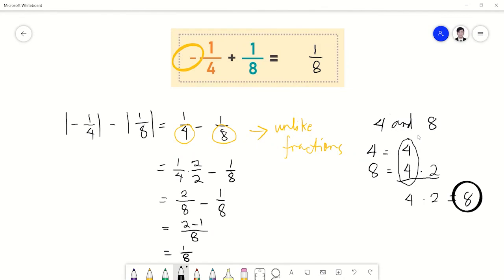But remember, the last step is to copy the sign of the larger number. Looking at our situation, the absolute value of negative 1/4 is 1/4, and the absolute value of 1/8 is 1/8. If you compare them, 1/4 is greater than 1/8. So that's why we need to copy the sign of 1/4, which is originally negative. So our final answer here is negative 1/8.